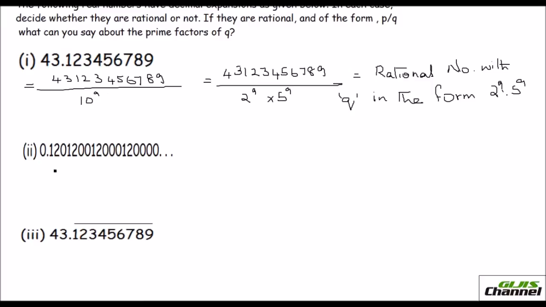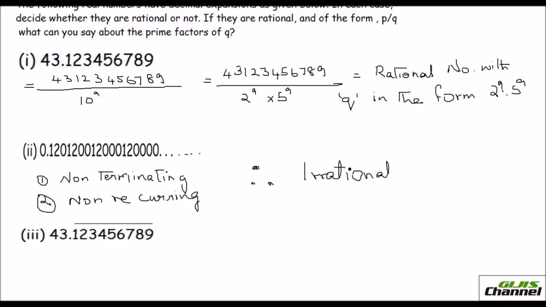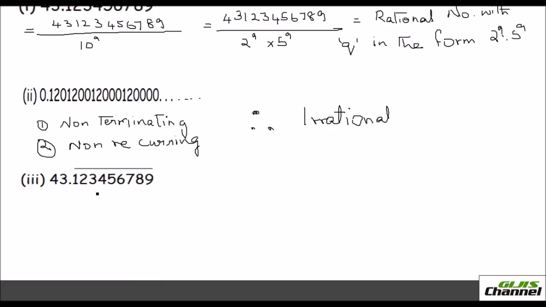Now look at this number. Since it is continuing, here they have given you dot dot dot, right? So we don't know where it ends. So this is non-terminating. If it is non-terminating, you can just see whether it is recurring or not. And it is also non-recurring. It is not the same thing repeated, right? So I call it an irrational number. Irrational. So that's done.